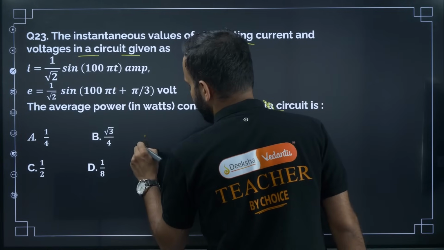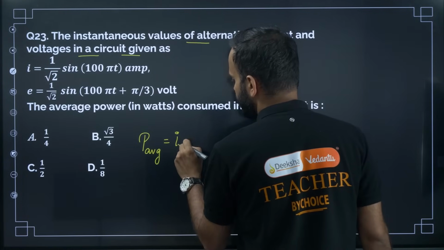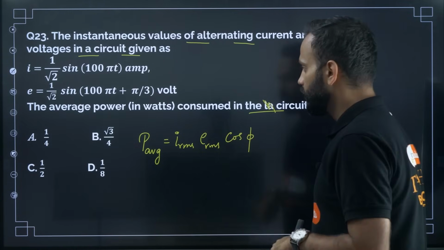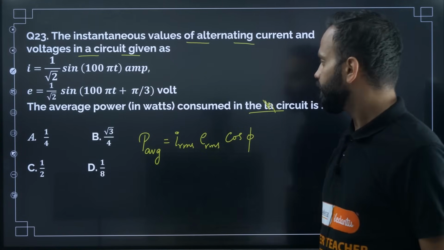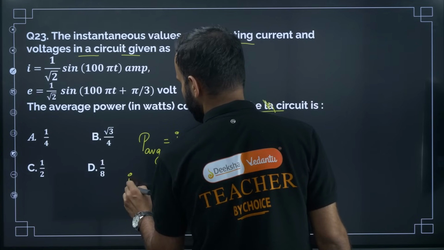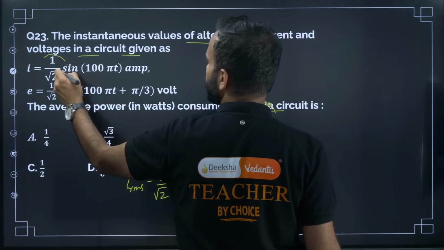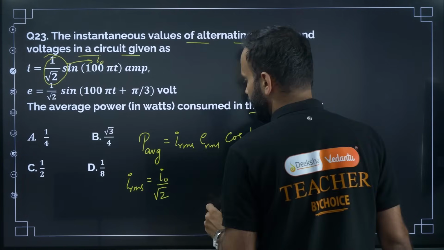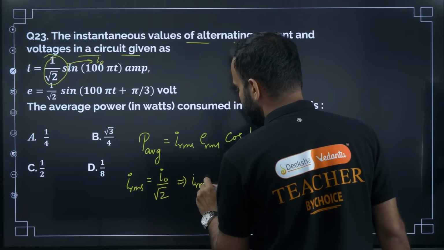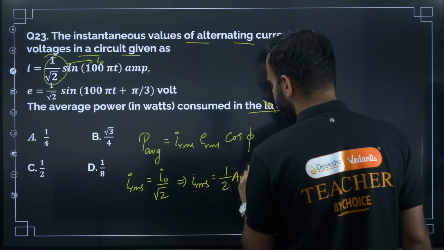So now here the average power is equal to IRMS into ERMS cos phi. What is phi? Phase difference, right? So what is the phase difference? Pi by 3. So let us find IRMS and ERMS. IRMS is equal to I naught divided by root 2. So what is I naught? I naught is 1 by root 2, right? So IRMS is equal to 1 by root 2 into 1 by root 2, that is 1 by 2 ampere.